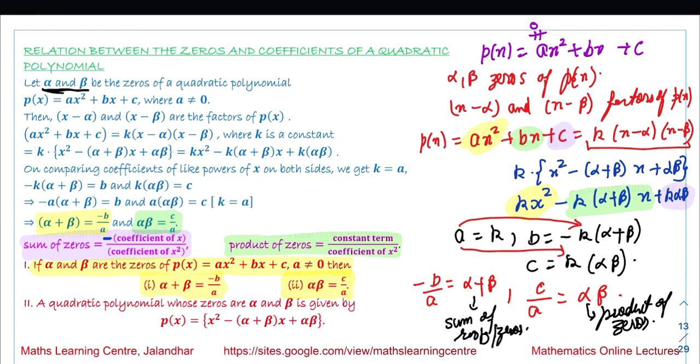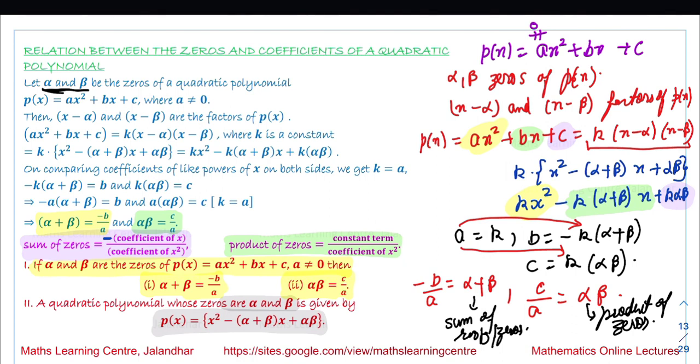Now the second thing we are talking about is if a quadratic polynomial has roots alpha and beta, then that polynomial will be of this form: p(x) is equal to x square minus (alpha plus beta) x plus alpha into beta. Then the polynomial will be of this form. So based upon this, we solve certain problems.